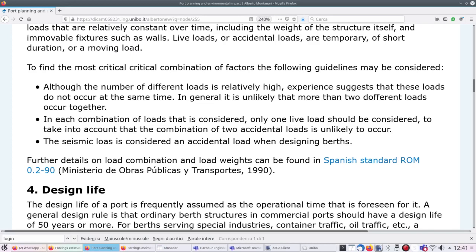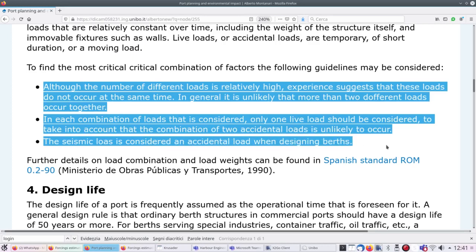The seismic load is considered an accidental load. And this is important to be considered, meaning that we don't consider the superimposition of the seismic load with an extreme wave forcing. Okay, very good. Now, so these three rules of thumb, I think they are important. Try to remember them, because they give you the concept.